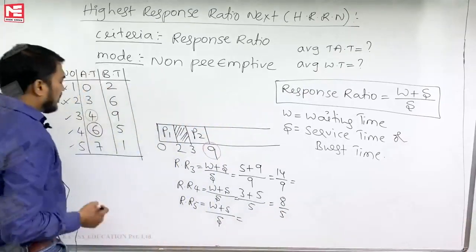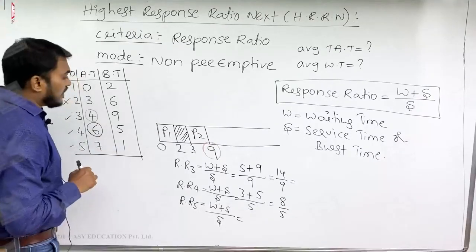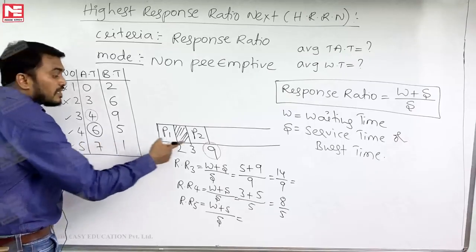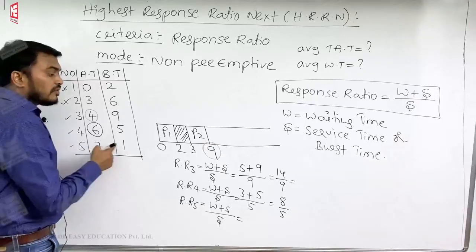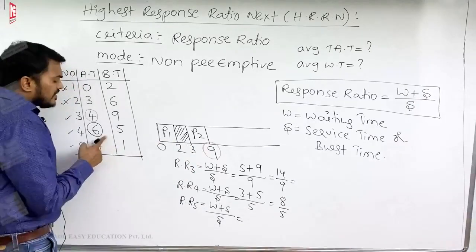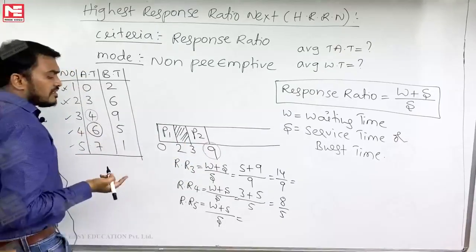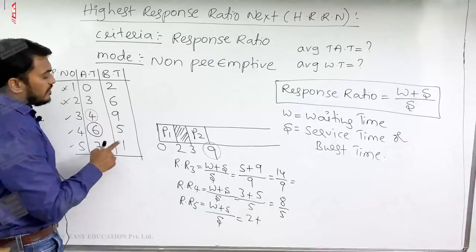Next, coming to P5, we also need to find its response ratio. Present time is 9. At what time does P5 arrive? 7. So how much is the waiting time? 9 minus 7. It arrived at 7 and has been waiting, and the present time is 9, so the waiting time is 9 minus 7, that is 2. So that is 2 plus the burst time. The service time is 1.